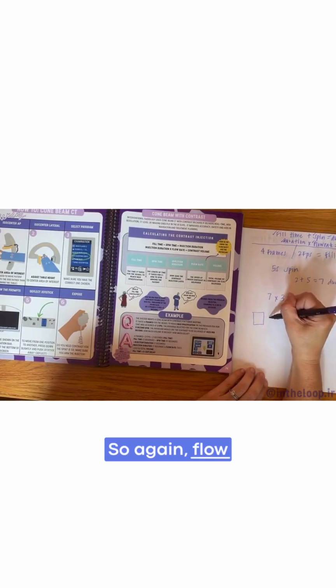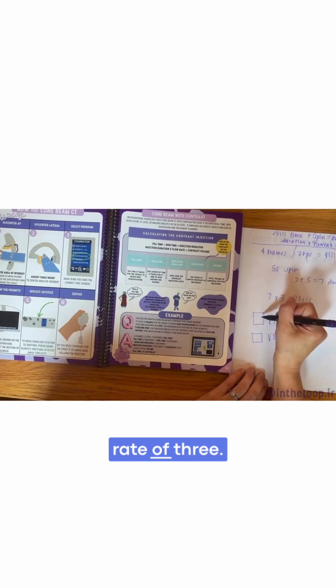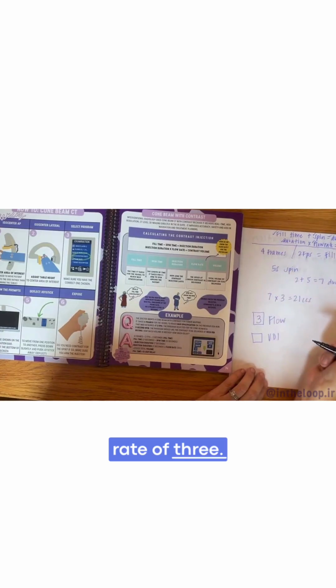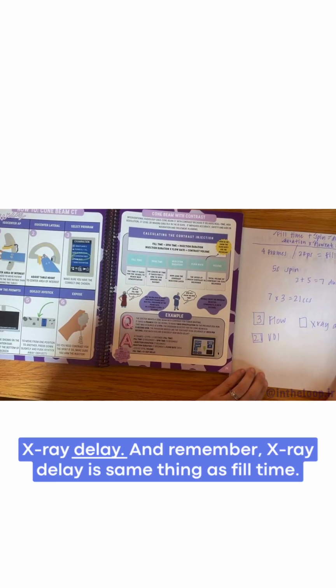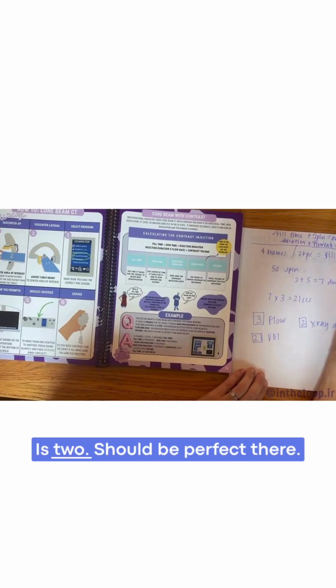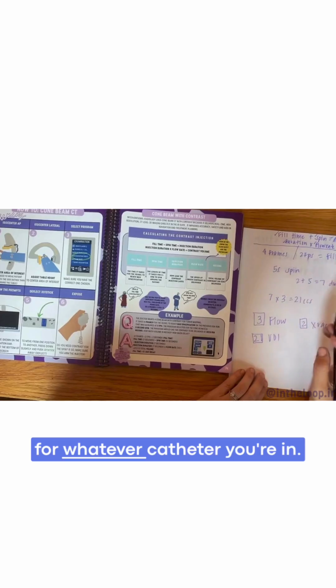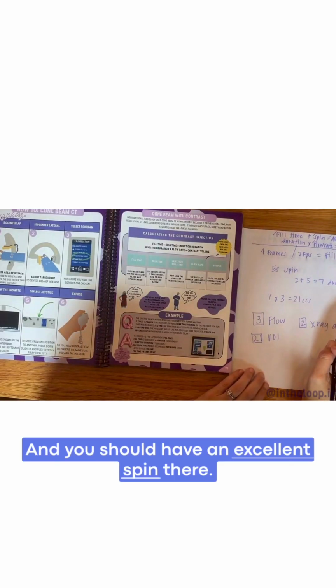So again, flow rate of 3, volume of 21, X-ray delay, and remember X-ray delay is the same thing as fill time, so that was 2, is 2. Should be perfect there. And then just make sure that you have the correct PSI for whatever catheter you're in, and you should have an excellent spin there.